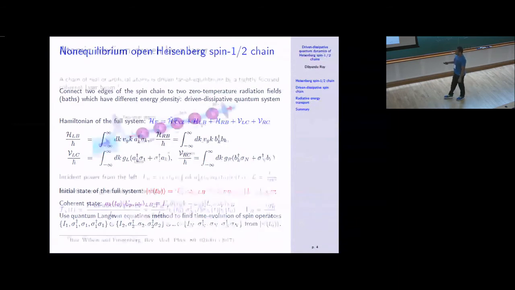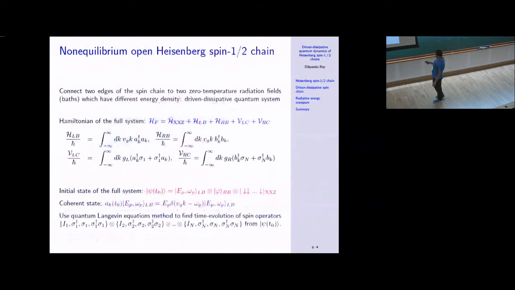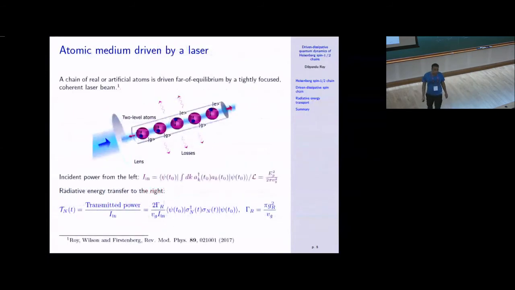So I will time evolve the state from the initial state psi t naught, which I showed you here. I will not talk about how I do that, but let me say a little about the physical motivation. An experimentalist can create a Heisenberg spin chain with an atomic medium, where the atoms can be real atoms like rubidium or artificial atoms like superconducting qubits, and this system can be thought of as a highly nonlinear medium for light.